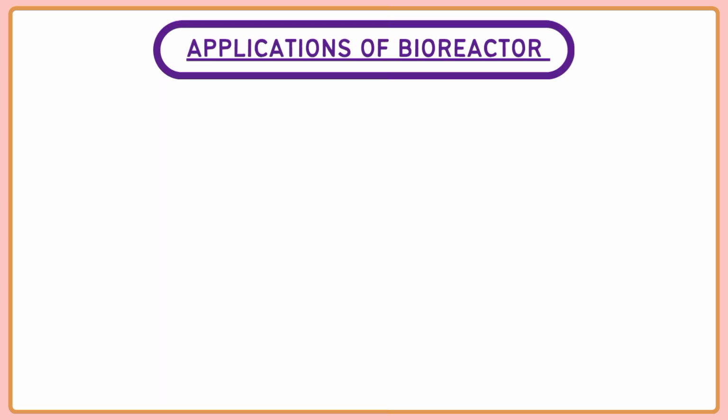There are multiple applications of bioreactor. First, cell growth. We generally use a bioreactor for cell growth. If we want to multiply a particular cell, we use bioreactors for its culture. Second, enzyme production. If we want to produce multiple enzymes, then we use a bioreactor. Third, milk processing. If we want to process milk, we generally use a bioreactor.